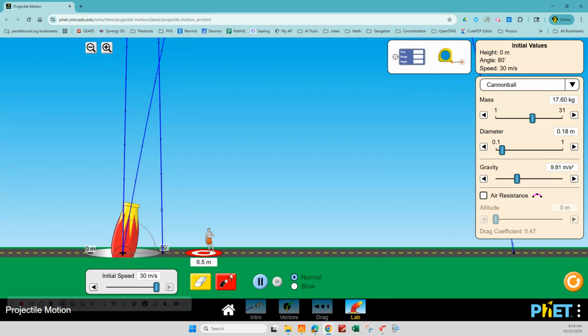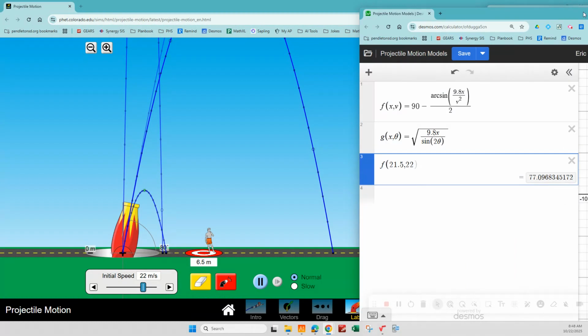So now the point is, you guys have to pick the speed that's going to make this thing hit the target when the angle is picked. The angle is 80 and the target is 6.5. So you pick the speed. What do you think? 10. Okay, we'll try 10. 22 I heard. Let's try 22. Tell you what, you had your chance. We're going to let math do it for us.